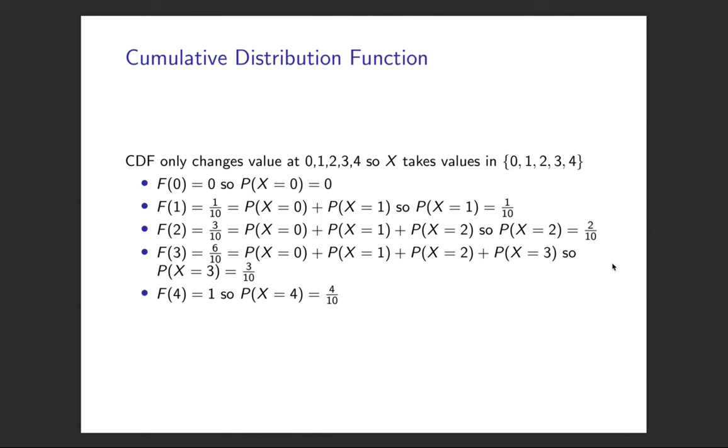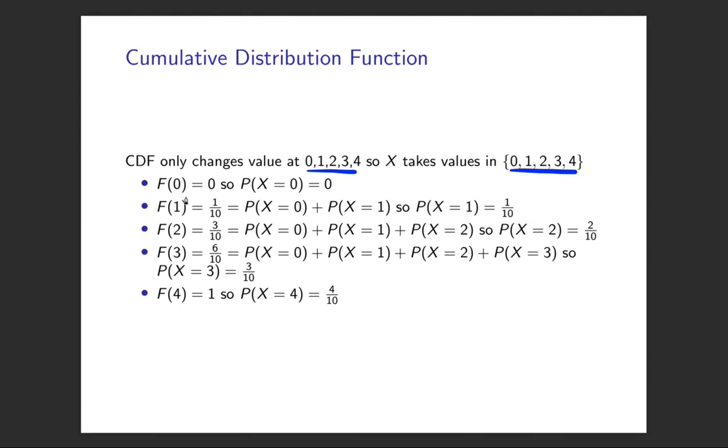Well, we've already seen how we can map from the PMF to the CDF, right? So the CDF only changes values at 0, 1, 2, 3, 4. Then that tells you that X only takes values 0, 1, 2, 3, 4. So we know the set of values X can take by spotting the values where the CDF changes.